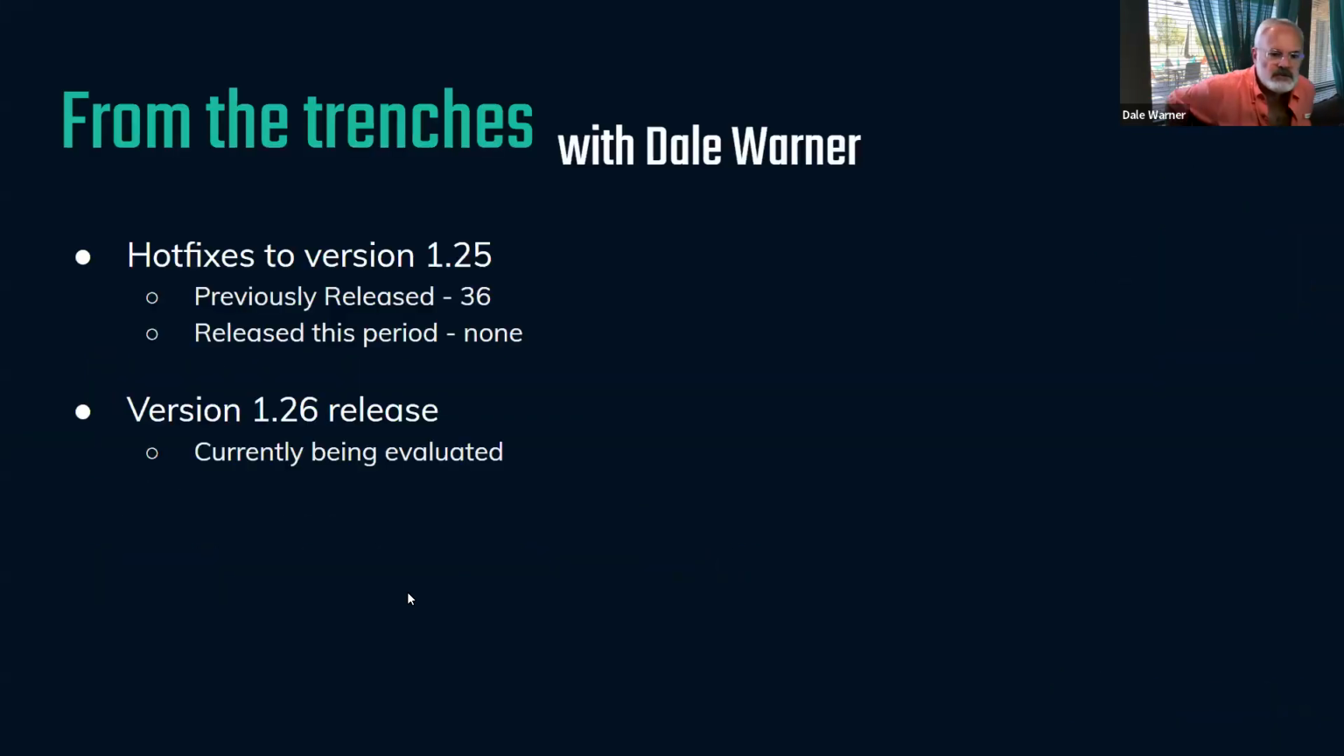From the trenches this time, we're currently using version 1.25 of Plantain App, and we have released 36 hotfixes to date. There are no hotfixes coming out in this period, so you're not missing out on a thing. We are internally under discussions to release our version 1.26. It's been a long time coming. We've slowed down our release cadence a little bit to focus on quality and stability. We are now evaluating the features that are in this release, and we'll be talking more about them, I would expect, in the next episode.